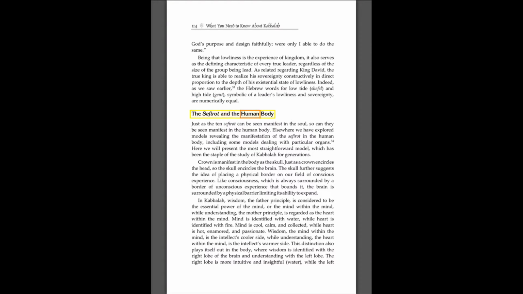The Sefirot and the human body. Just as the ten Sefirot can be seen manifest in the soul, so can they be seen manifest in the human body. Elsewhere we have explored models revealing the manifestation of the Sefirot in the human body, including some models dealing with particular organs. Here we will present the most straightforward model, which has been the staple of the study of Kabbalah for generations. Crown is manifest in the body as the skull. Just as a crown encircles the head, so the skull encircles the brain.